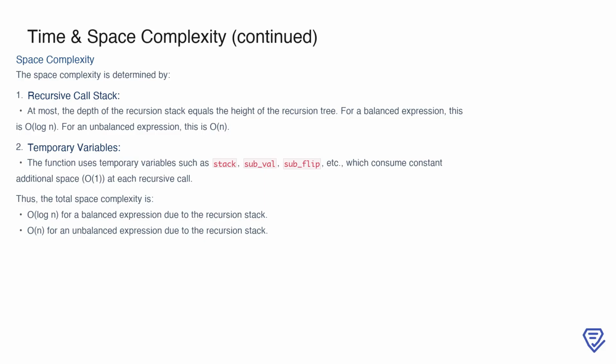Apart from the recursion stack, the function uses temporary variables like stack, sub_val, and sub_flip. These variables require constant space, or O(1), for each recursive call. Since this additional space does not depend on the size of the input, it does not significantly affect the overall complexity. Therefore, the total space complexity is O(log n) for balanced expressions and O(n) for unbalanced ones, with the recursion stack being the dominant factor in both cases.